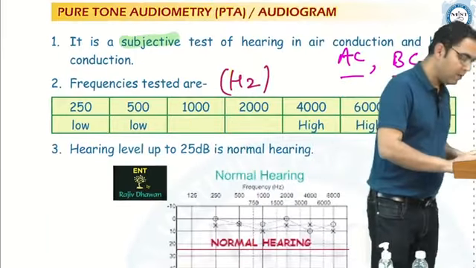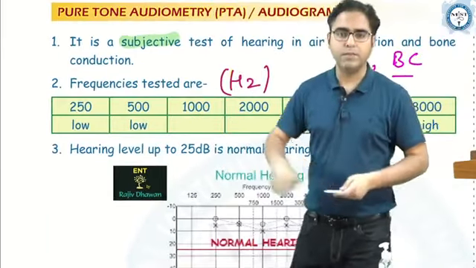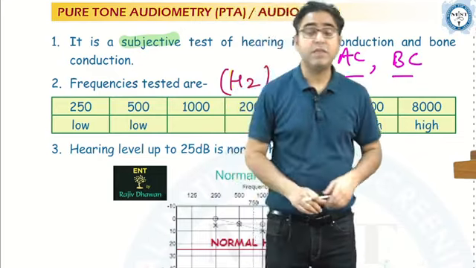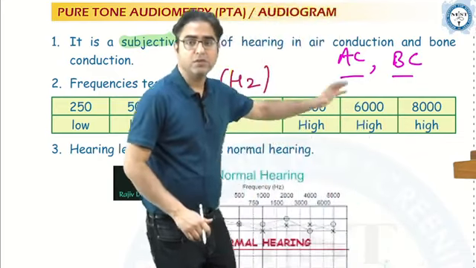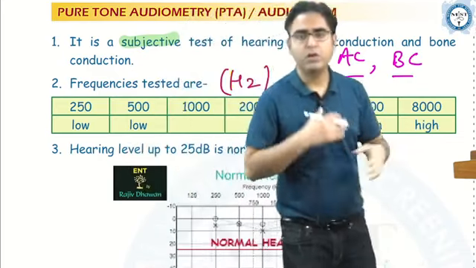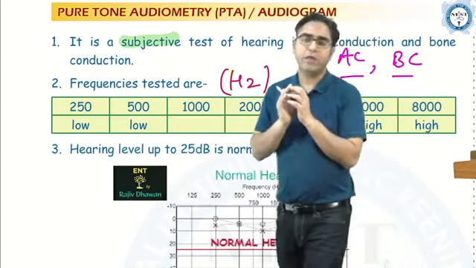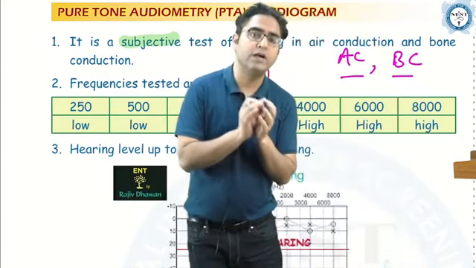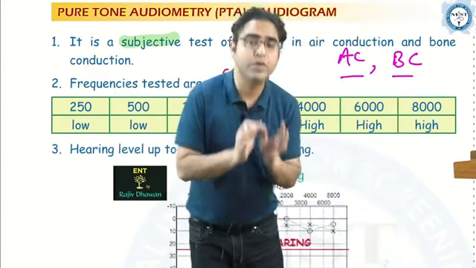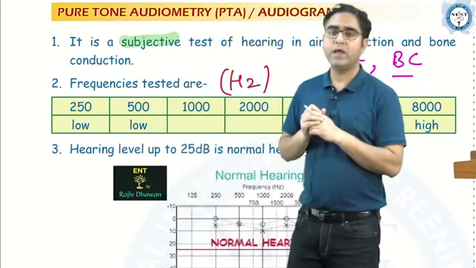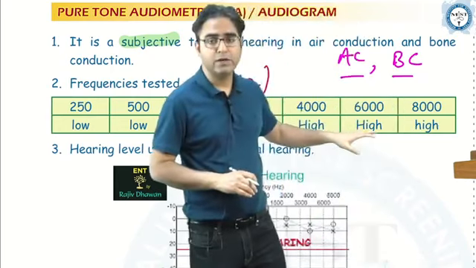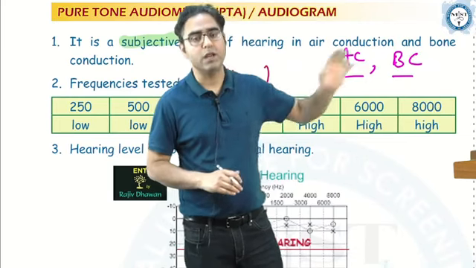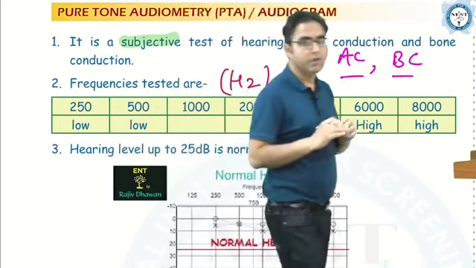So please understand, when I say low frequency problem, 250, 500. When I say high frequency problem, 6000, 8000. So high frequency loss, low frequency loss. If a patient is not able to hear 250 hertz, 500 hertz, you have got a low frequency hearing loss. If someone is not able to hear 6000 hertz, 8000 hertz frequency, it means high frequency hearing loss. Is it clear, beta? Now this is frequency.